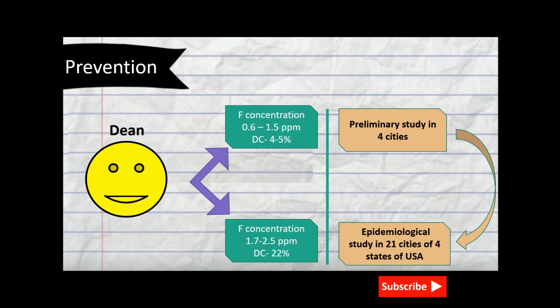For this study, 4 cities were selected. 2 had a fluoride concentration of 1.8 and 1.7 ppm. They were Galesburg and Monmouth. The other 2 had a fluoride concentration of 0.2 ppm. They were Macomb and Quincy. There, 885 children aged 12 to 14 were selected. They were examined and the results showed that dental caries experience in low fluoride areas was more in comparison to high fluoride areas.